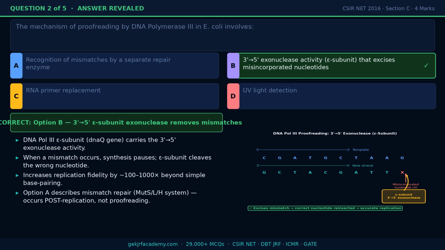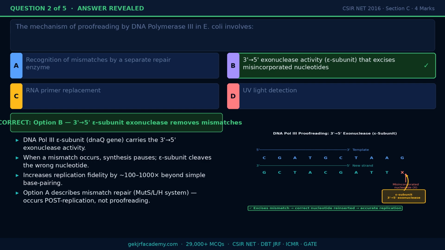DNA polymerase III is a multi-subunit holoenzyme. The alpha subunit carries the polymerase activity and synthesizes DNA in the 5' to 3' direction. The epsilon subunit, encoded by the dnaQ gene, carries the 3' to 5' exonuclease activity that makes proofreading possible.